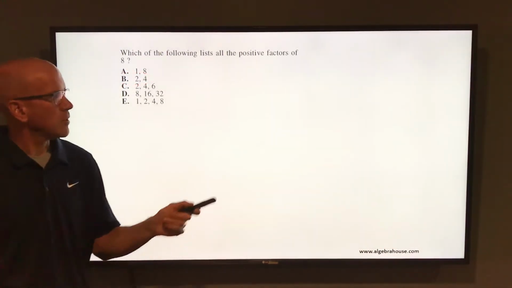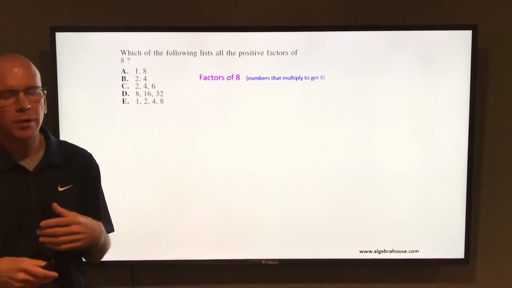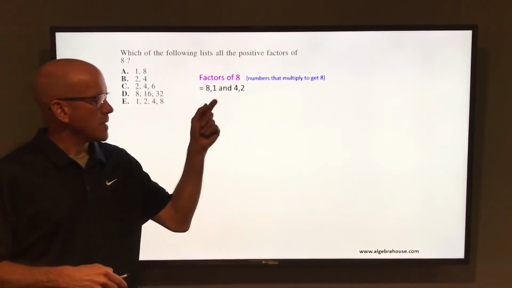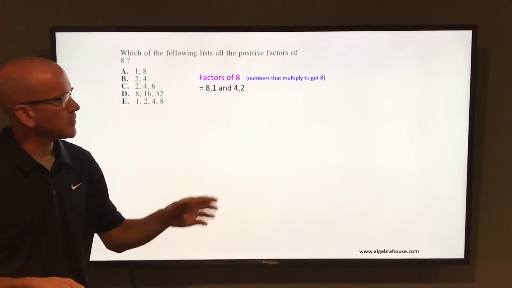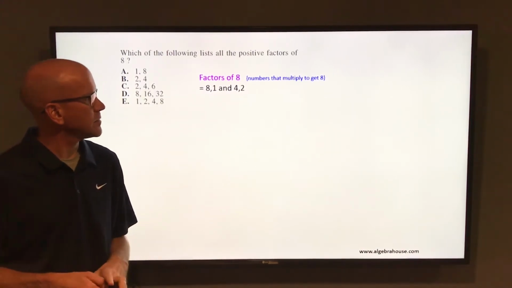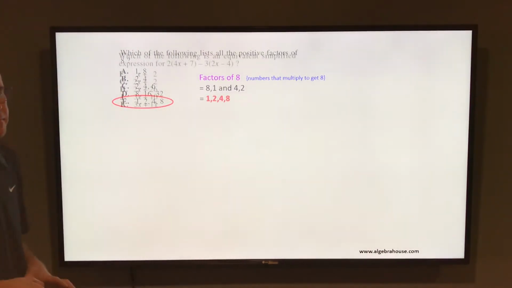Which of the following lists all the positive factors of 8? Well, factors of 8 are numbers that you multiply to get 8, or numbers that divide into 8 evenly. So factors of 8 would be 8 and 1. You can multiply 8 by 1 to get 8, and also 4 and 2. You can multiply 4 by 2 to get 8. So all the positive factors of 8 would be 1, 2, 4, and 8. That's an easy one, letter E.